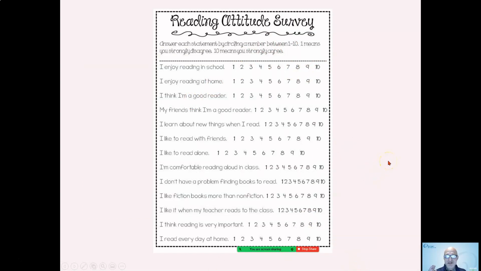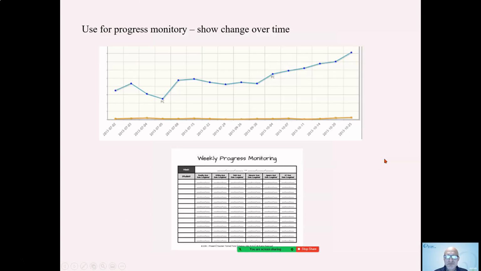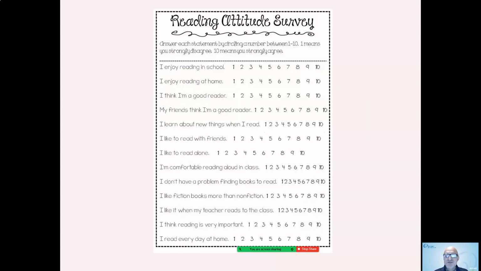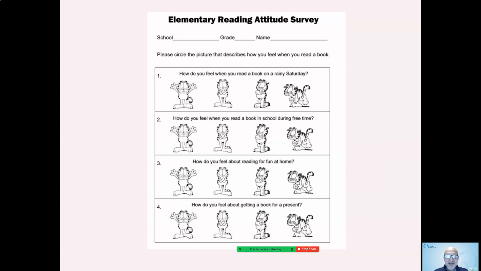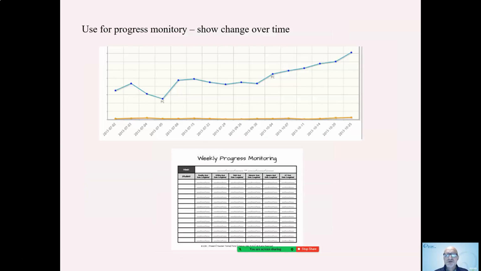Quantify, of course. I think keep it simple, keep it simple, keep it simple. I probably wouldn't include that many questions. You don't need a lot. And here's the thing. As far as progress monitoring, you could have a very simple thing, something like that. And that can be used to show change over time. That should be part of your progress monitoring.